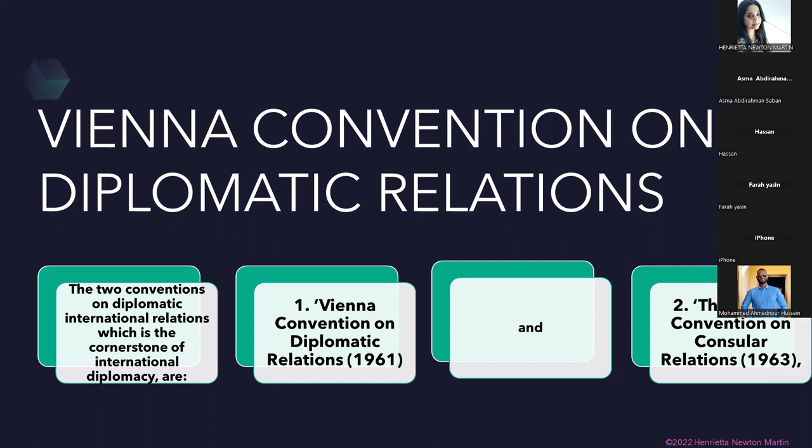Understand? Even if I ask you about the Vienna Convention on Diplomatic Relations, I want you to write down even about the Vienna Convention on Consular Relations, because these are two conventions that are the cornerstone of international diplomacy. A question can come for your exams: explain the conventions that are the cornerstone of international diplomacy.